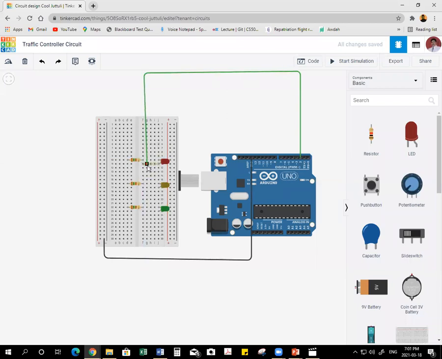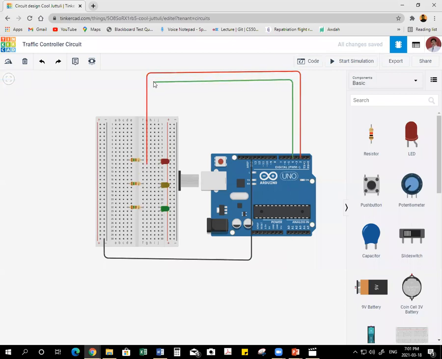Where is the red? Here. No, there is a red. I can use this red wire, which I connected to the anode, the positive terminal of the LED, to pin number 2. Now next, I will take the 4.